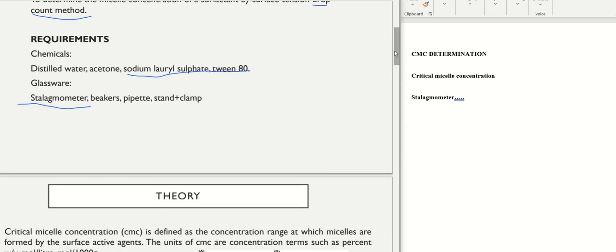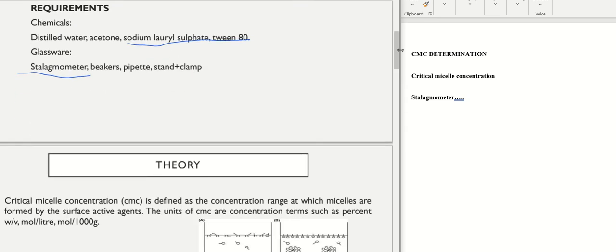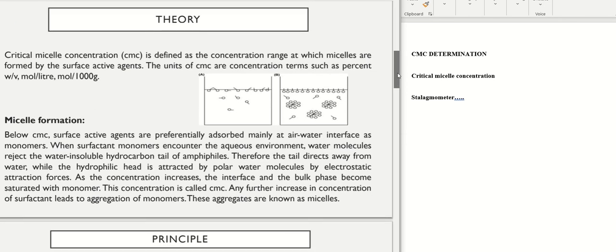Let's see the theory involved in this experiment. Why is it necessary to determine CMC of a surfactant? Critical micellar concentration, the name itself indicates the concentration of a surfactant matters. CMC has a definition which includes a concentration range at which the micelles are formed.